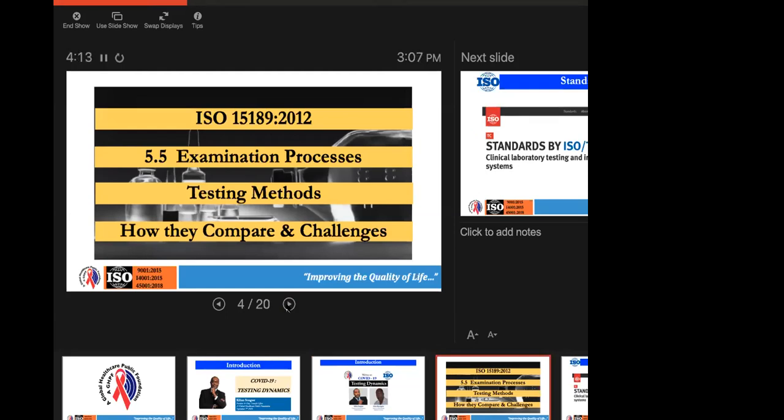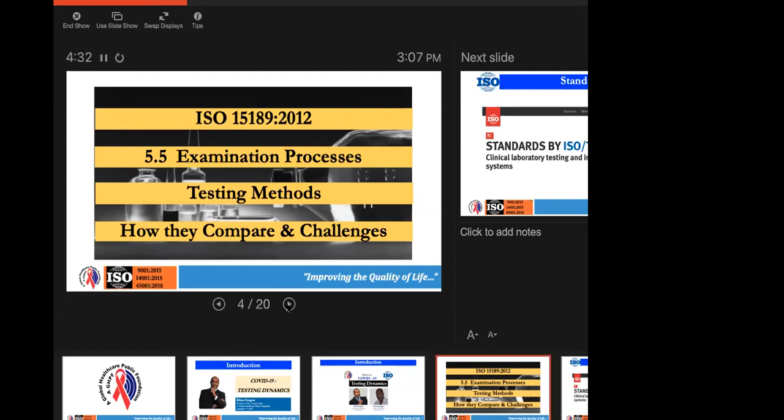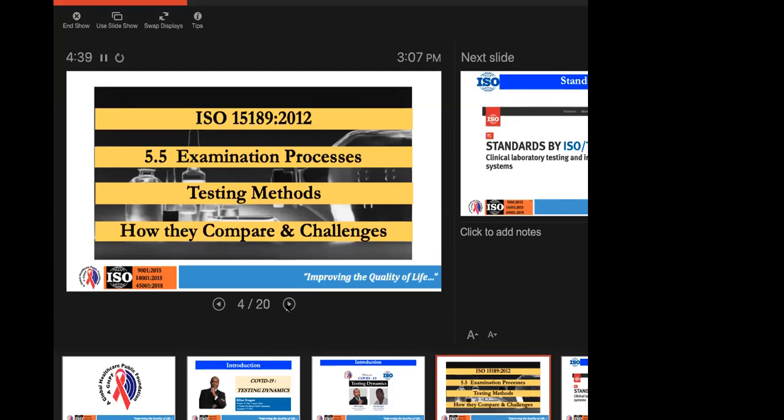One of the things we're doing with all of the work that we're presenting in the webinars is giving you the standard that all of this work is based on, the standard basis that we're using. In this case, it's ISO 15189:2012, and we're going to specifically be looking at clause 5.5, which is the examination processes. With that introduction, Dennis will come in about the different testing methods, how they compare, and the challenges that go with them.